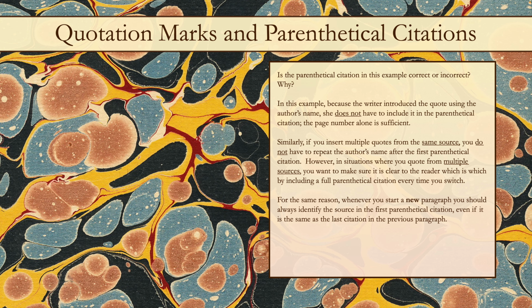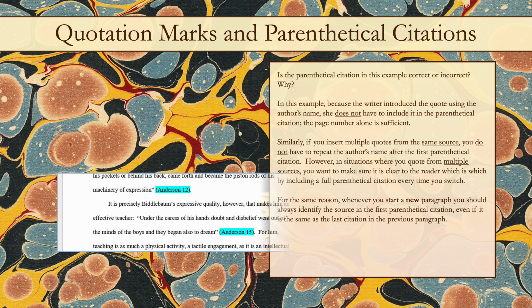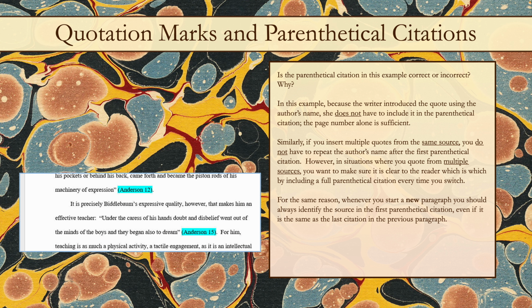So for similar reasons, whenever you start a new paragraph, you should always identify the source in the first parenthetical citation, even if it is the same as the last citation in the previous paragraph. So hypothetically here, I ended the paragraph quoting Anderson. There's my parenthetical citation, the first one there. And then I start a new paragraph and I quote Anderson again, but because it's a new paragraph, I go ahead and repeat inserting his last name.